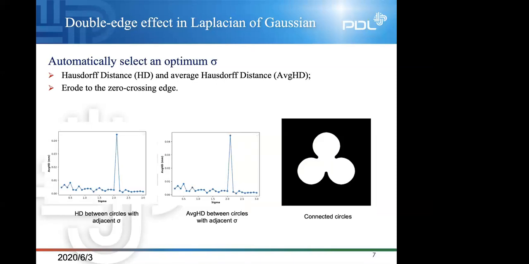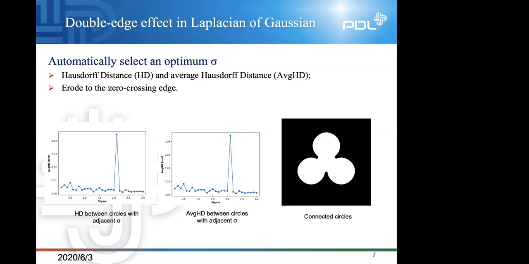But how to automatically select an optimum sigma that connects the 3 isolated circles is also our focus. Here, Hausdorff distance and average Hausdorff distance are used to detect the connection between circles with different sigma. As can be seen in the left 2 figures, the 3 isolated circles have been connected when sigma is 2.1.